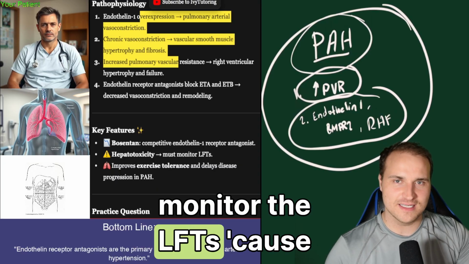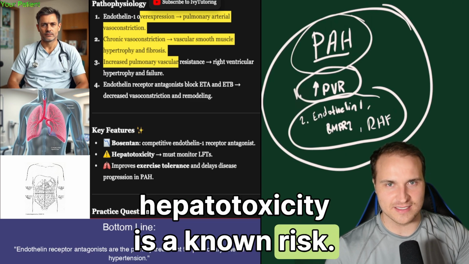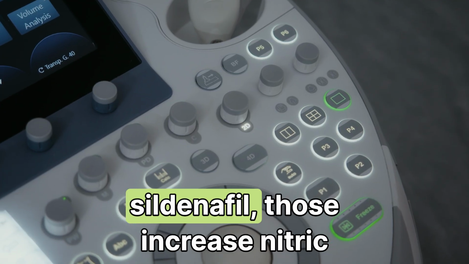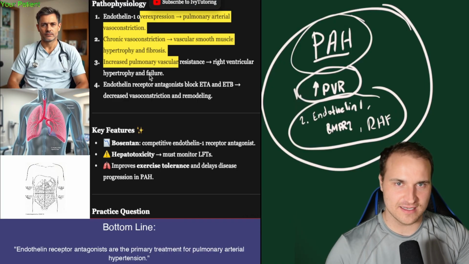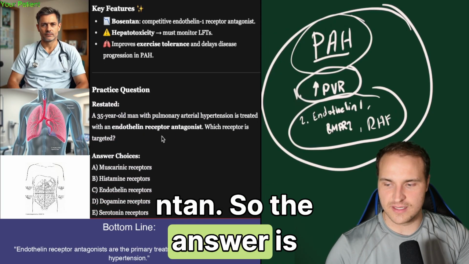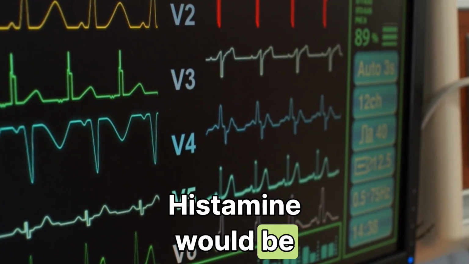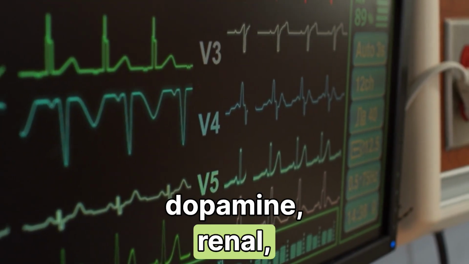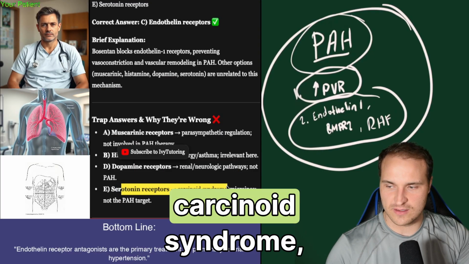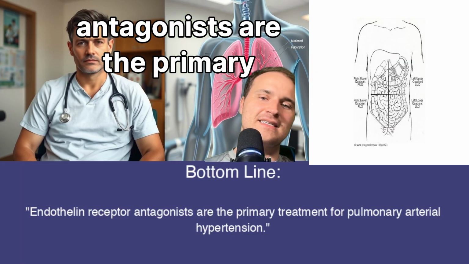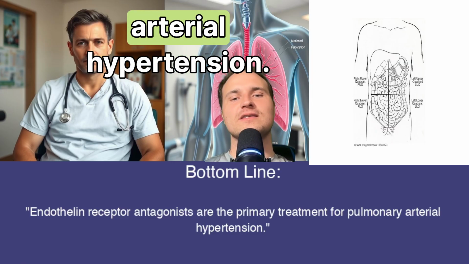And so bosentan blocks endothelin A and B receptors. And you monitor the LFTs because hepatotoxicity is a known risk. Now, other things like the PDE5 inhibitors like sildenafil increase nitric oxide signaling. But here we're talking about bosentan. So the answer is indeed going to be C. Muscarinic would be parasympathetic. Histamine would be allergies and asthma. Dopamine, renal and neurologic pathways, and serotonin would be carcinoid syndrome and migraine associations. So endothelin receptor antagonists are the primary treatment for pulmonary arterial hypertension.